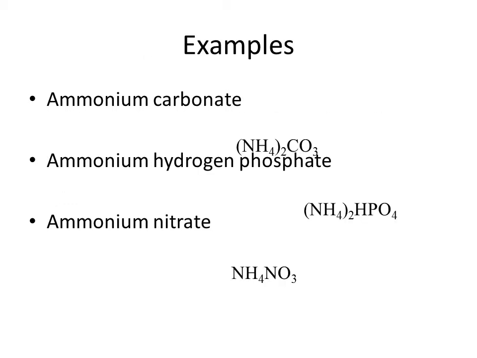If I put ammonium in combination with carbonate, I have ammonium +1 with carbonate -2, so I put a parenthesis around the ammonium and have a subscript 2. Ammonium hydrogen phosphate: ammonium has a +1 charge, hydrogen phosphate has a -2 charge, so I have to have 2 ammoniums in combination with hydrogen phosphate. Ammonium nitrate is easy to write because ammonium has a +1 charge, nitrate a -1 charge, so the formula is 1:1.